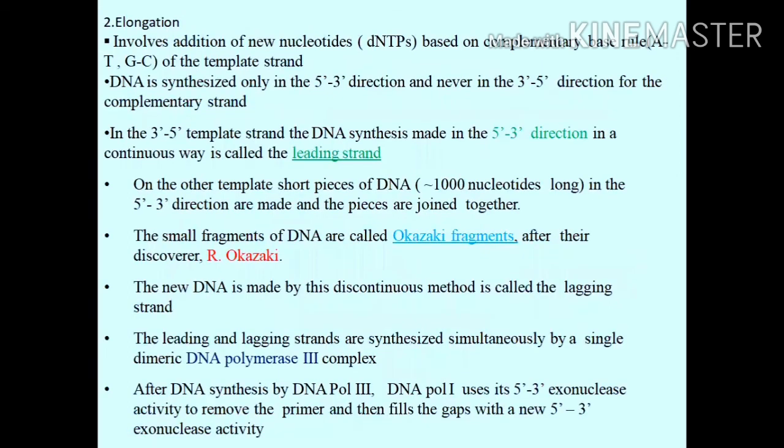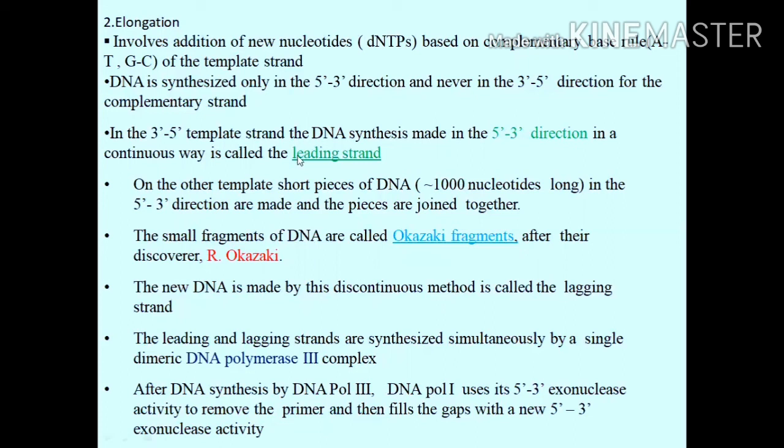So the next part is elongation. Elongation is the second step in DNA replication. It involves addition of four types of nucleotides based on the complementary base rule, that is A, T, G and C, of the template strand. Based on the template strand information, nucleotides are added one by one, that is dNTPs. dNTPs are nothing but deoxy-CTP, deoxy-GTP, deoxy-ATP, deoxy-TTP. These four types of nucleotides are joined with the help of DNA polymerase 3 enzyme.